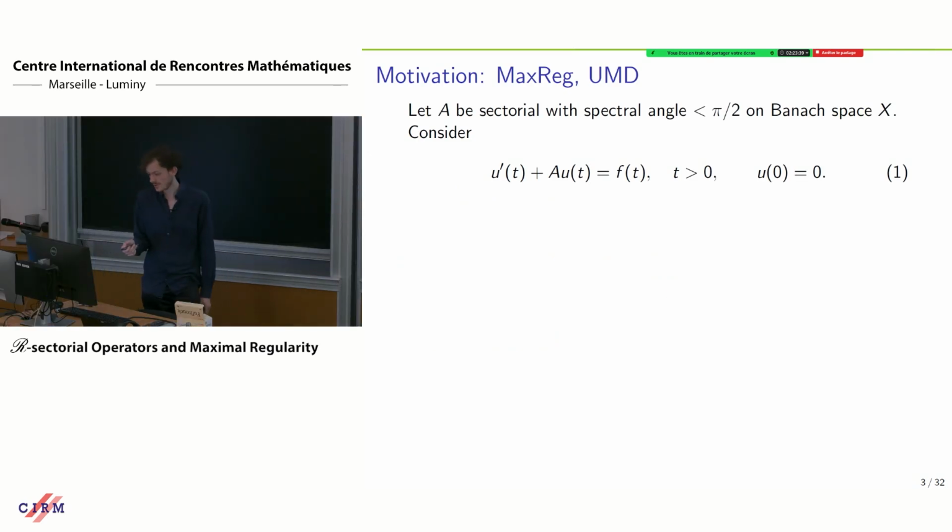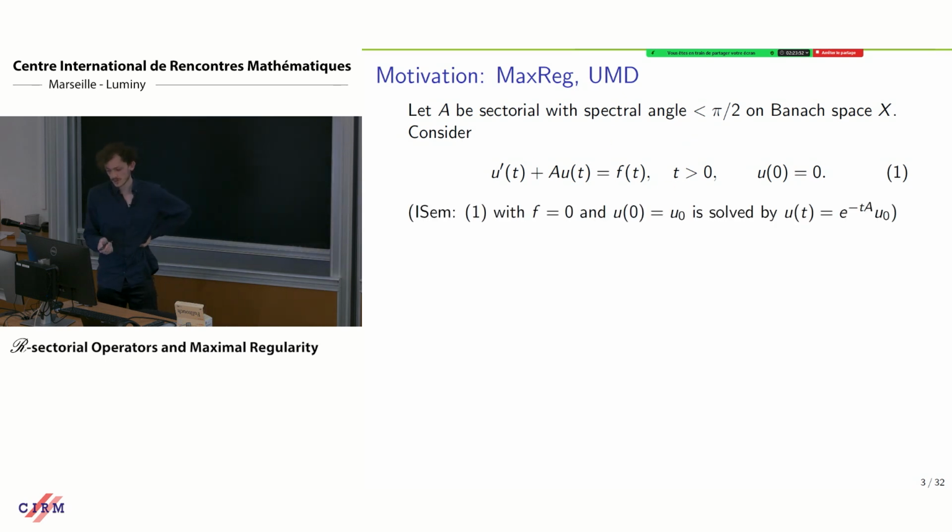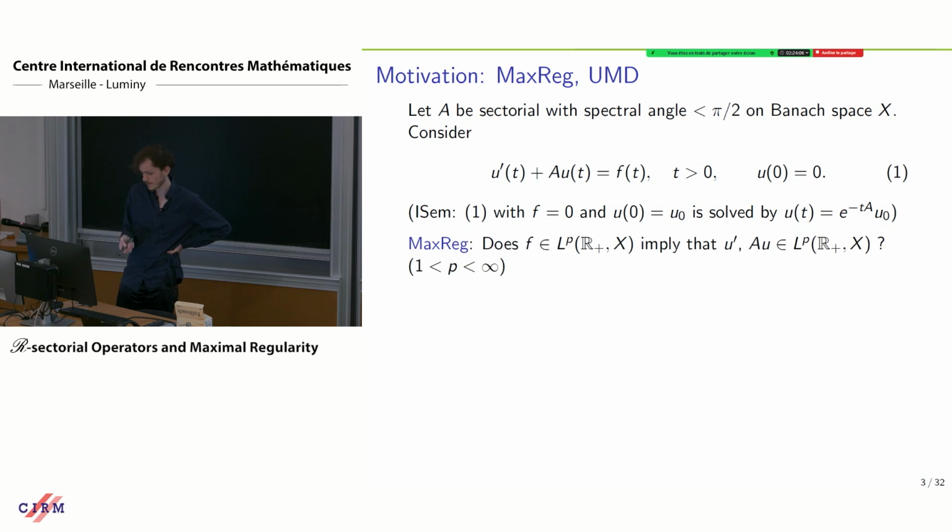So consider a sectorial operator with spectral angle less than pi half on some Banach space, and then we consider the following initial value problem. This is similar to a problem you saw in the ISM. Here we have the non-homogeneous case, and in the ISM we have the homogeneous case. I think this was lecture 6. In the ISM we showed that there's the following solution generated by the semigroup.